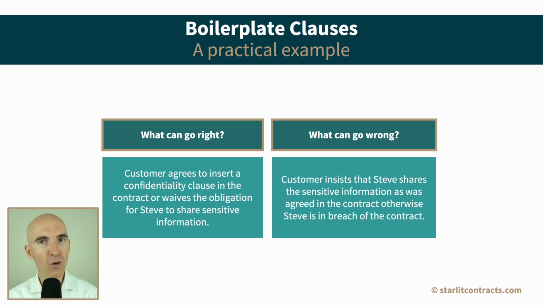But what could go wrong for Steve in this situation? Well, let's say that the customer is not being accommodating, is not looking to find a solution. The customer might even say to Steve, well, hang on, Steve, what you're supposed to send to us is very clearly stated in the contract, and we understood that we would be able to use that information in the way that we deem fit, because there's nothing prohibiting us from doing that in the agreement. So Steve, if you don't send us that information, you're going to be in breach of contract and we can pursue a claim against you.